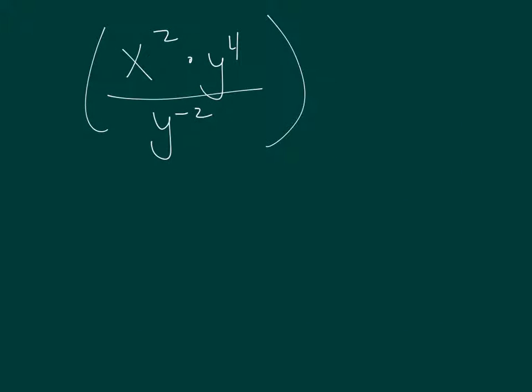Rules of exponents? Okay. So let's go through some examples and quick rules of exponents. I'm going to go through a few examples and we'll talk about the rules as we do them. So let's say we had x squared times y to the 4th over y to the negative 2, all to the 3rd power. And the question says, simplify and answer with all positive exponents.